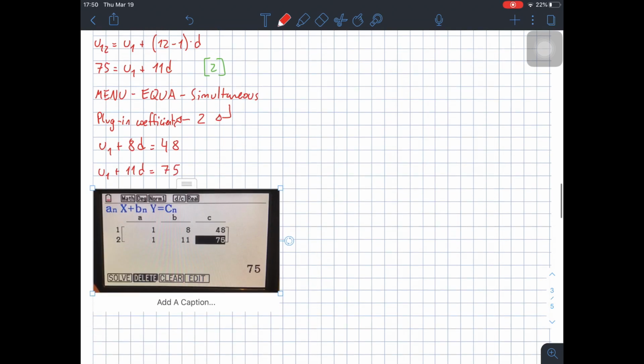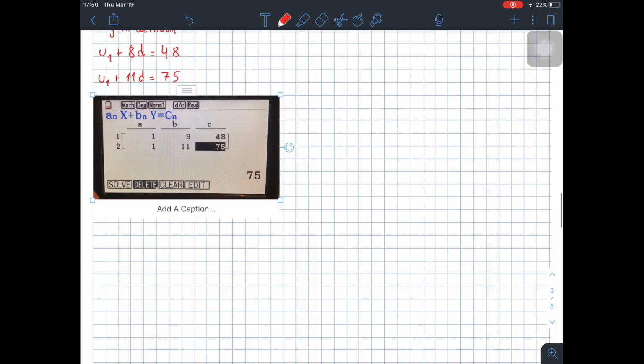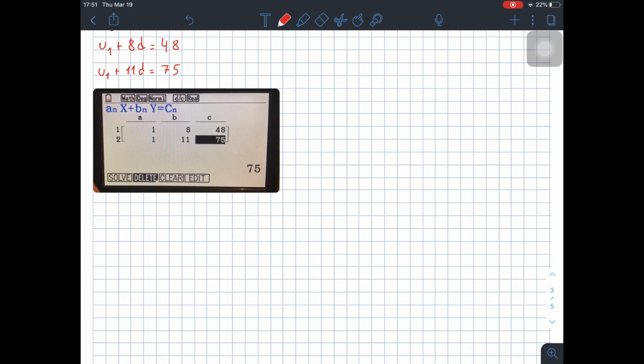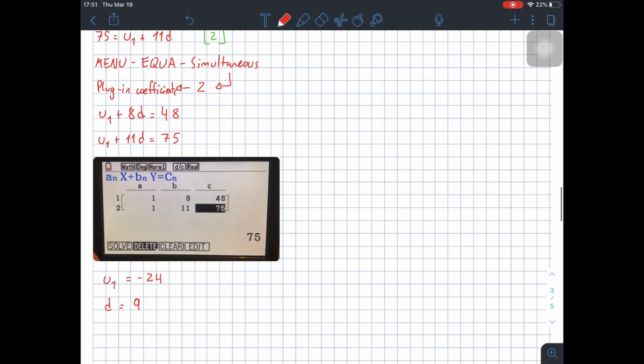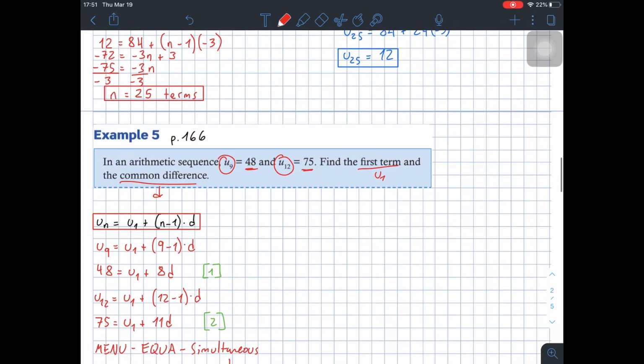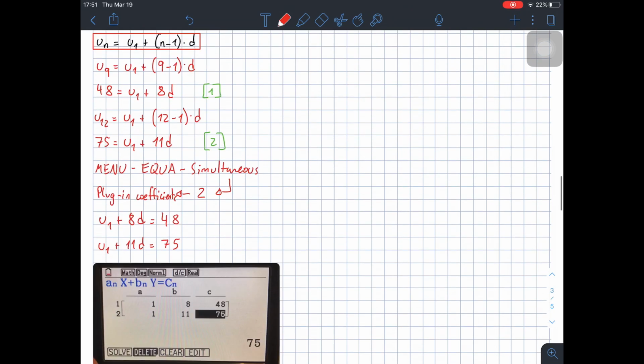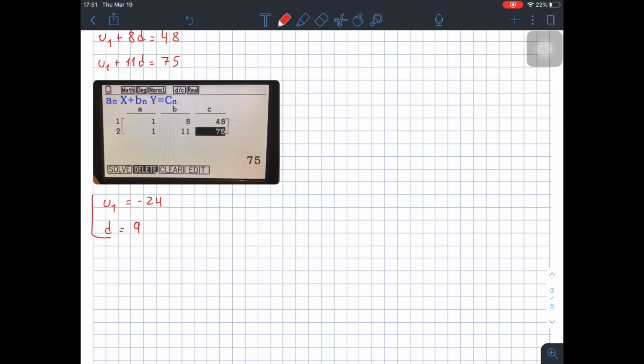So then you press execute and you get the two values of u1 and d. You get that u1 is negative 24. The first term is negative 24, and the common difference is 9. Okay, the common difference is positive. That means that the sequence should be increasing. And from these two values we're given, yes, we can see that the sequence is actually increasing. So the result is most probably correct. Okay. This is one way of solving this.